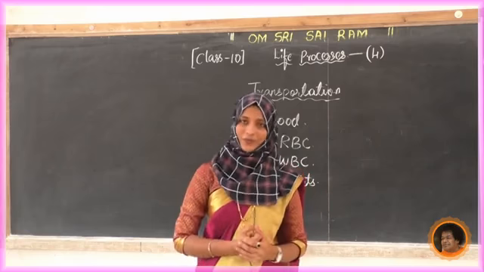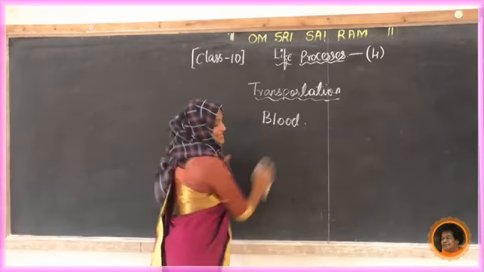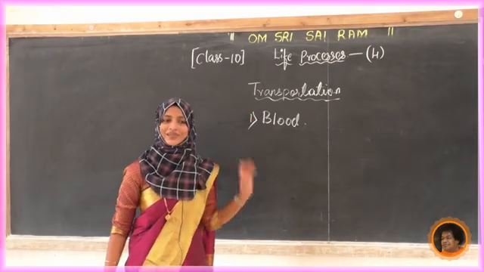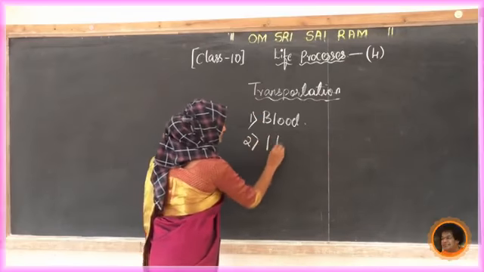Next we will see one of the main parts in this circulatory system. The first one we came to know is the blood. Second one in the circulatory system? That is the heart. Yes, heart.